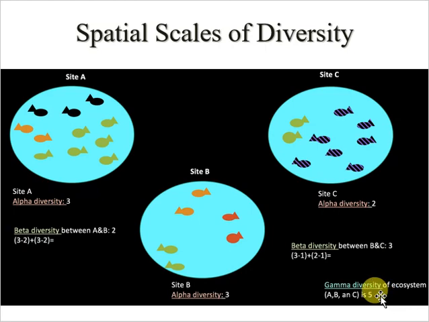Now the gamma diversity is looking at the diversity of species for this entire ecosystem. Right? That's going to be a value of 5 because there are 5 different species of fish that are occurring across this entire ecosystem. You have the orange fish, the black fish, green fish, red fish, and the purple fish with the black stripes. So that's how you calculate, again, these different spatial scales of diversity.